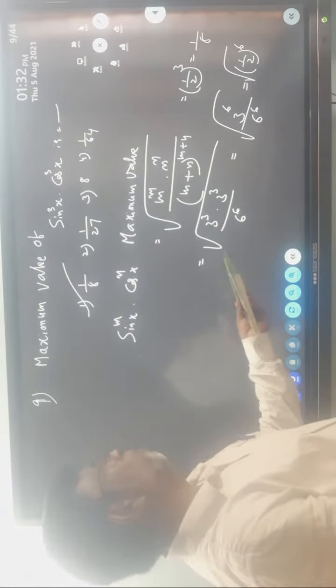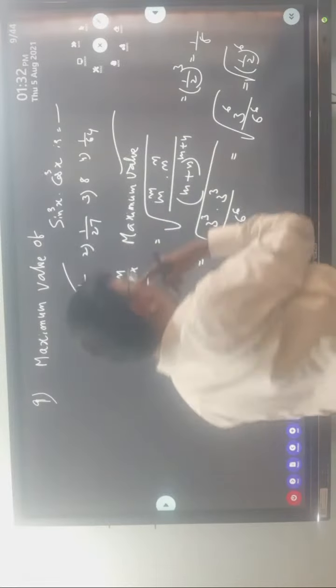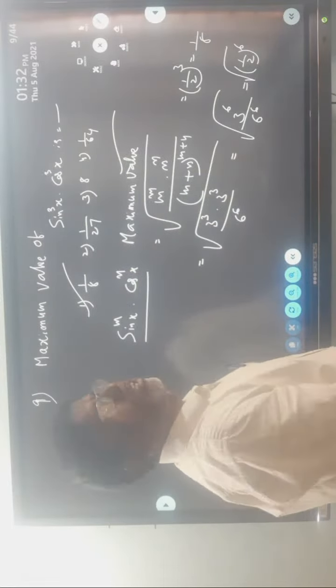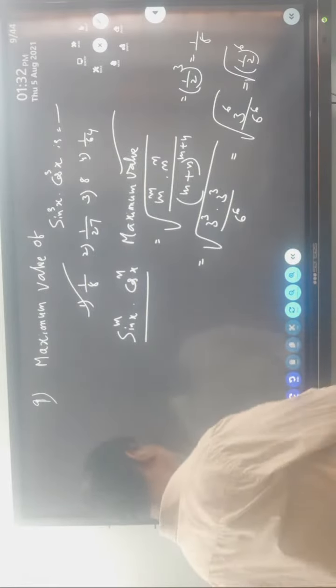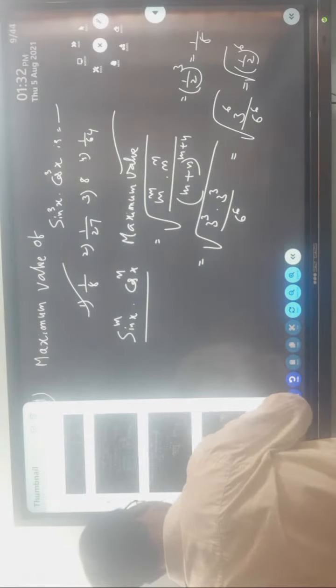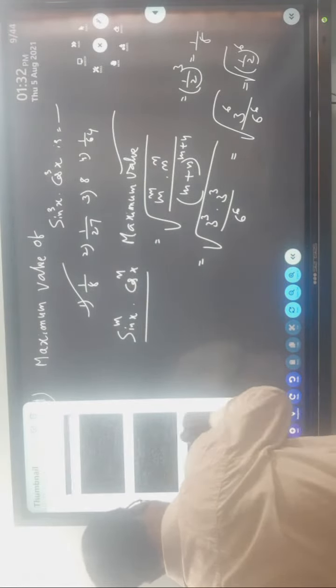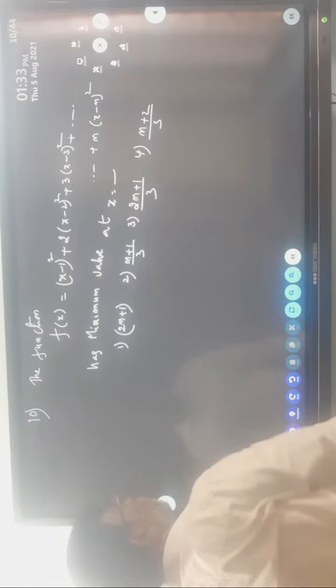So remember the formula. Sin x power m cos x power n has maximum value m power m n power n by m plus n whole power m plus n. That gives the answer easily. Let me explain the next question. Now I am explaining the next question like this. This question is completed. This is a previous examination question.